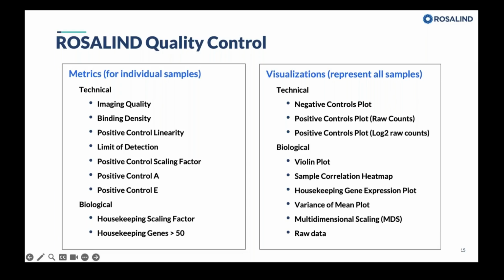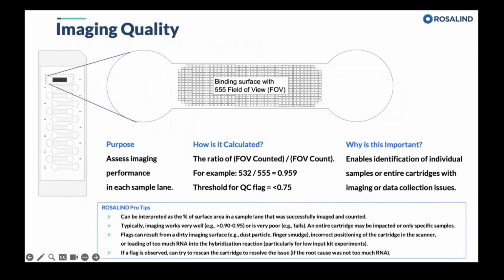Let's get started with imaging quality. This is one of the very first metrics that NanoString established as a best practice almost 20 years ago now. What we have here on the left-hand side is a representation of one of the nCounter cartridges. We have 12 samples in this cartridge. This one lane here represents one sample. So we have 12 lanes in this cartridge, one for each sample. This here is a zoomed in version of one sample lane.